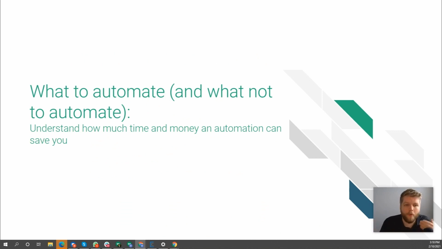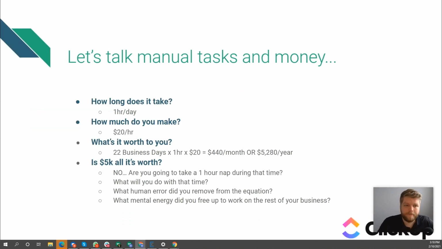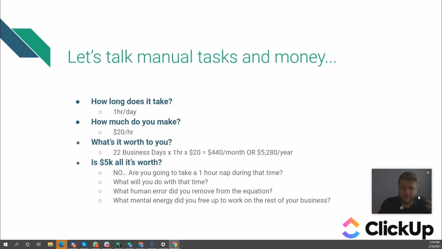What to automate, what not to automate. Understand how much time and money you can actually save with automation. All right, so manual tasks and money. All right, I'm going to move my screen here just a little bit, make sure you can see that ClickUp logo. Obviously, they're an important part of this puzzle because we're going to talk about how ClickUp fits into that whole realm. So how long does it take? Is it taking you an hour a day? Is it taking you 20? Are you getting paid $20 an hour? If you do that math, 22 business days in a month, an hour a day, $20, that's $440 a month, or $5,000 per year you are spending on whatever it is if it was just taking you an hour a day.